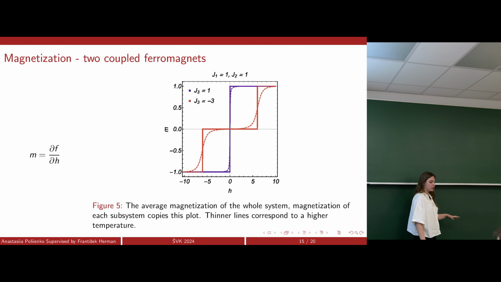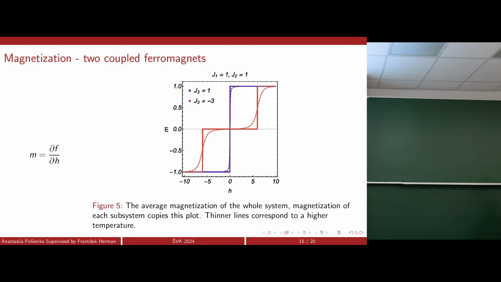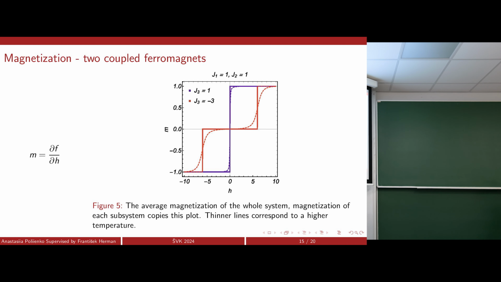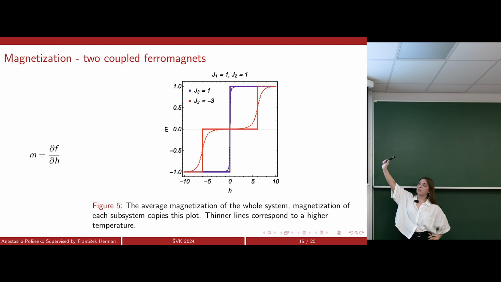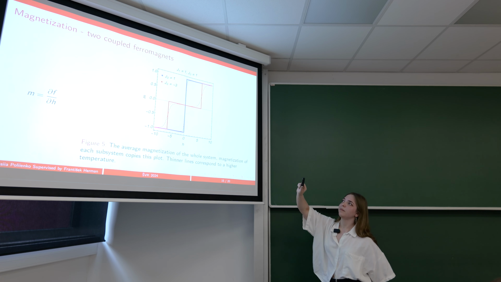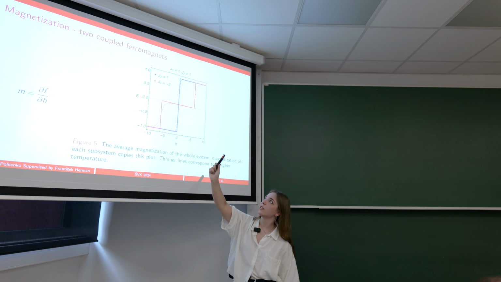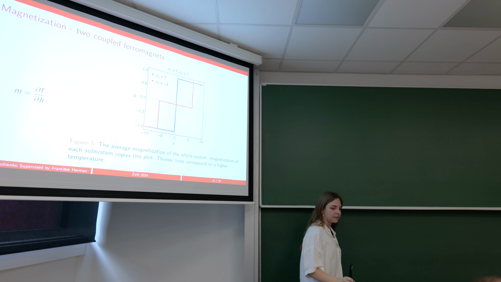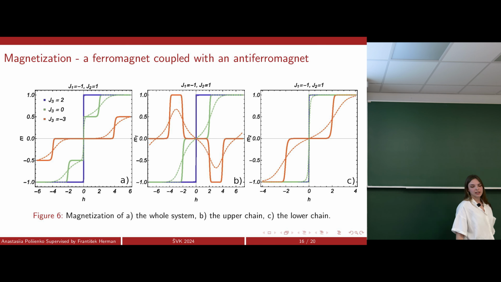And all of that we wanted to do in order to find the Helmholtz free energy using this partition function. And if we differentiate it by H, then we can investigate the average magnetization of the whole system and of the subsystems separately. And here is provided the plot for the magnetization of two coupled ferromagnets. As we expected from the limits of zero temperature, we see one configurational transition for positive J3 and two for negative J3.